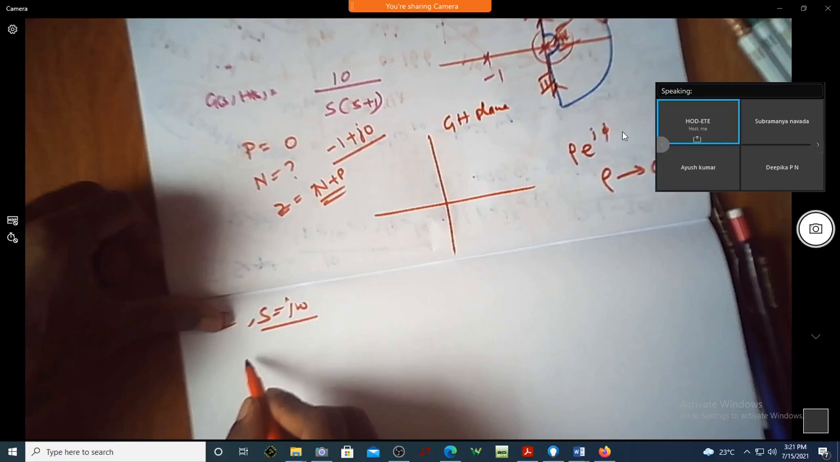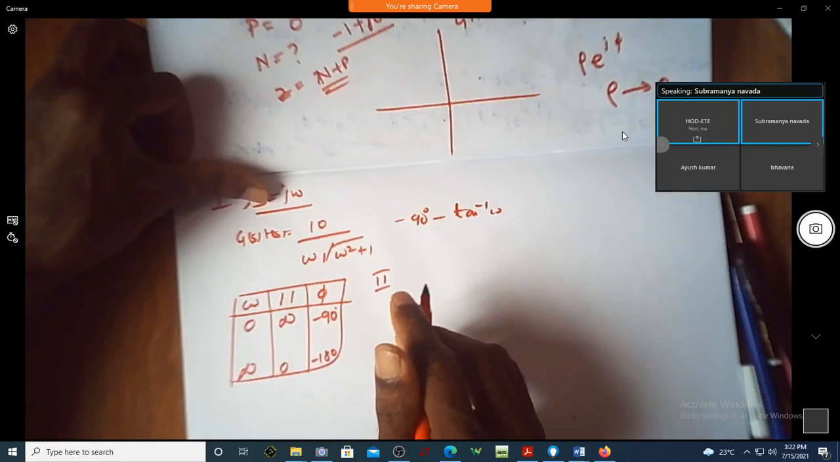Omega will go from 0 to infinity. When omega is 0, is the magnitude not infinity? Yes, because the denominator will get 0, so it is infinity. What is the phase? Phase is minus 90. When omega is infinity, the magnitude is 0, and the phase is minus 180. Correct? This is segment 1.